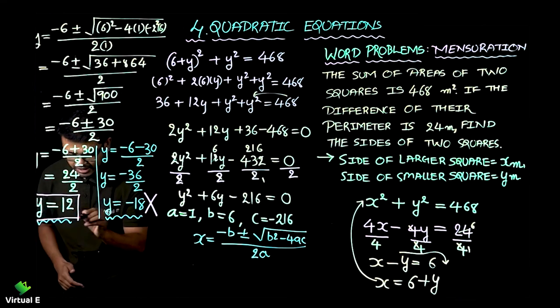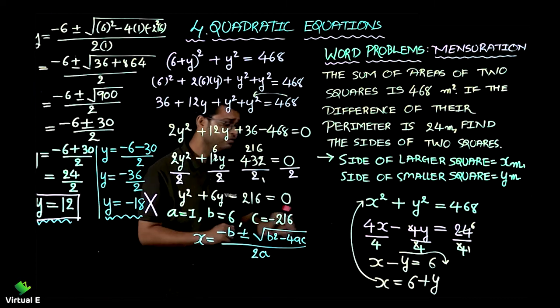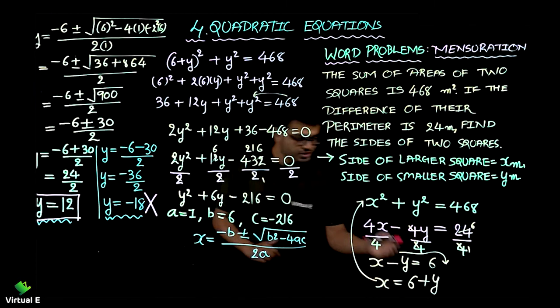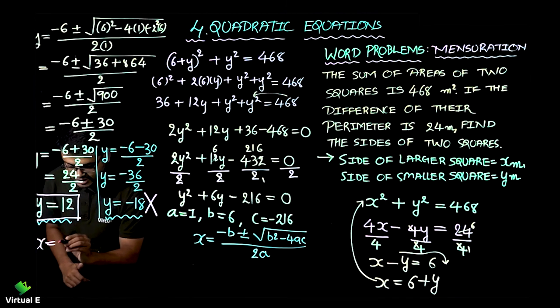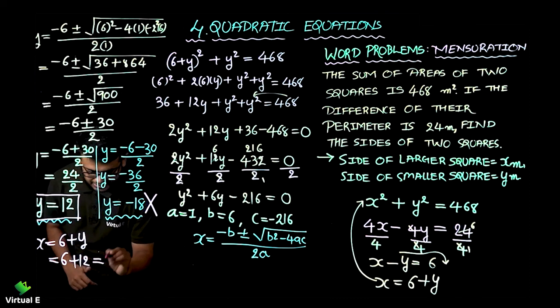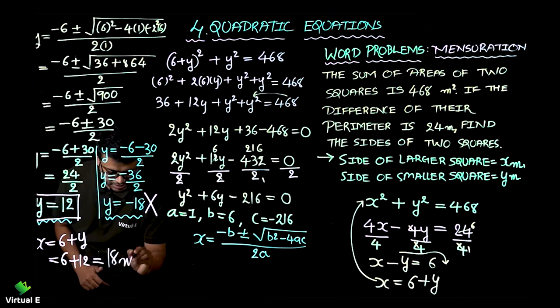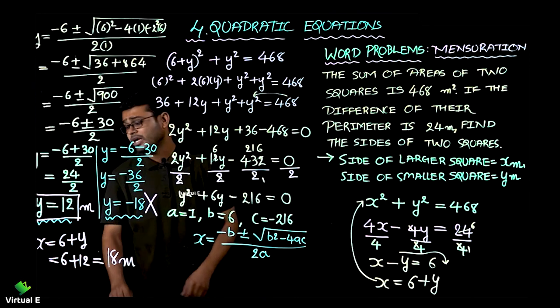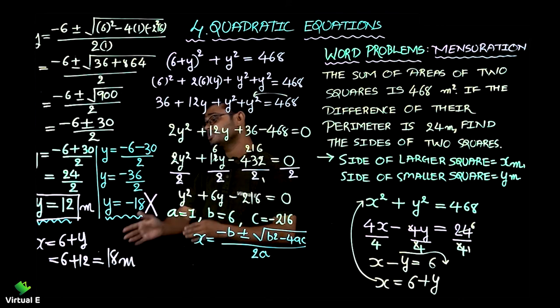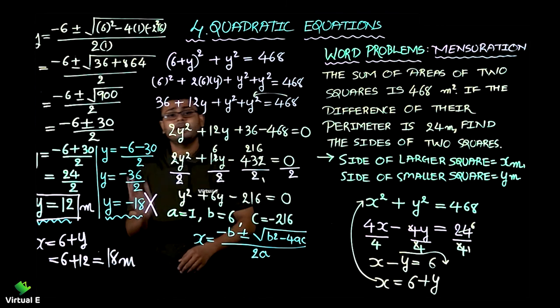Now this is the side for only one square. We need to get for the another one. So let's substitute the value, which is x is equal to 6 plus y. So 6 plus 12, that is 18 meter, and here also 12 meter. So what are the sides of two squares, which is 12 meter and 18 meter?